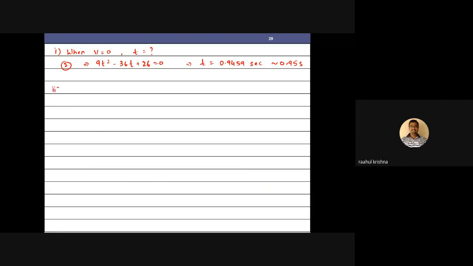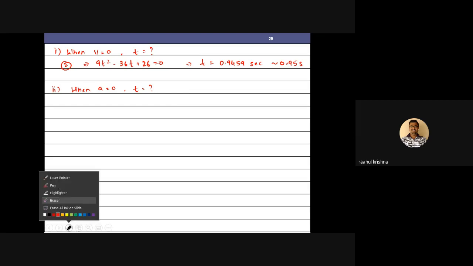So next case, I am supposed to find out the position and the acceleration. So when acceleration becomes equal to zero, I am supposed to find time, and, sorry, not the velocity, I am supposed to find out the displacement, or more than displacement, I am supposed to find out the distance traveled, right?